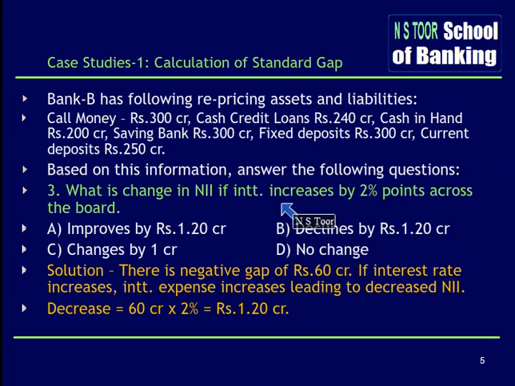So in the previous question, there was decrease in interest rate. So that led to improvement. In this case, it is increase in interest rate. So it is leading to decline because there is negative gap. If there would have been positive gap, then our answer would have been just opposite of that.